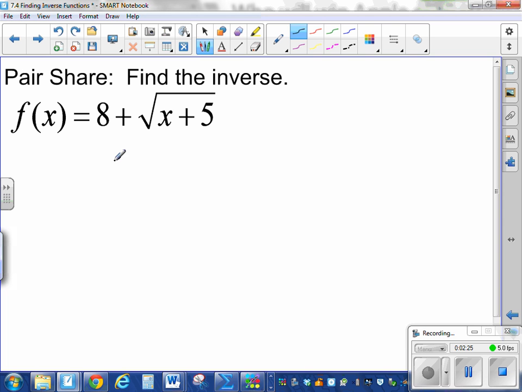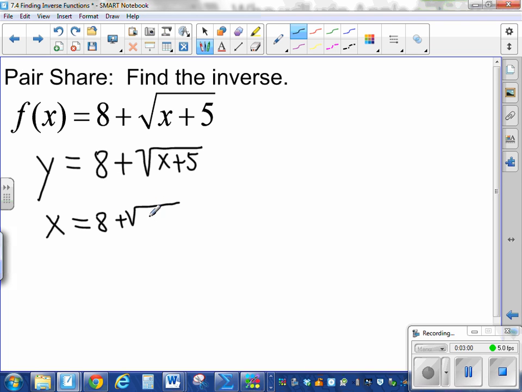All right, so now for the stuff we did not cover in class. This was going to be a pair share, but you basically approach it the same way. We don't want the f of x because that'll be really messy while we solve it. So you take that off. So y equals 8 plus the square root of x plus 5. The first step was we just replaced the f of x with a y. Now we're going to switch our x's with y's and y's with x's. So x equals 8 plus the square root of y plus 5.